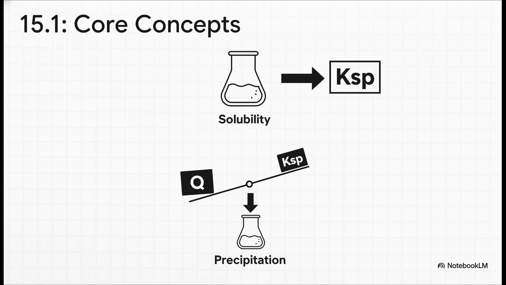So this section really shows you what KSP can do. You can use it to figure out a compound's molar solubility, and you can even work backward. If you know the solubility, you can find the KSP. But the really cool part is when you compare KSP to the reaction quotient, Q. If Q is bigger than KSP, then boom, you know for sure a solid is going to precipitate. It's like having a chemical crystal ball.